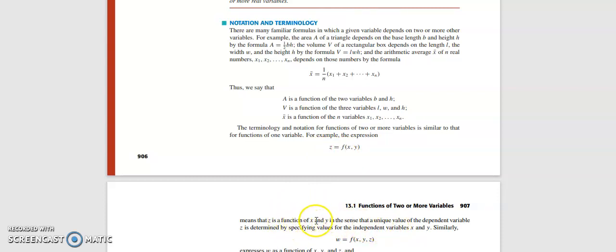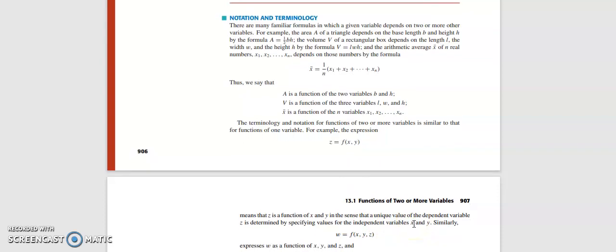So here z is a function of x and y in the sense that a unique value of the dependent variable z is determined by specifying values for the independent variables x and y. When you give the values of x and y, you will obtain a unique value of z. So x and y are called the independent variables and z is called the dependent variable.